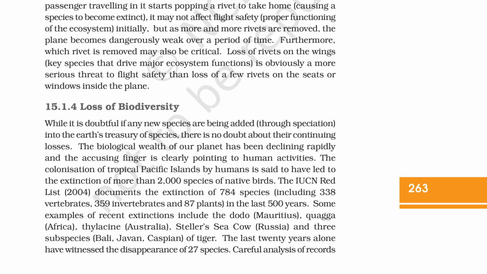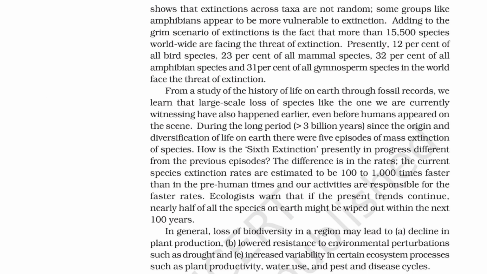Some examples of recent extinctions include the dodo (Mauritius), quagga (Africa), thylacine (Australia), Steller's sea cow (Russia), and three subspecies (Bali, Javan, Caspian) of tiger. The last 20 years alone have witnessed the disappearance of 27 species. Careful analysis of records shows that extinctions across taxa are not random. Some groups like amphibians appear to be more vulnerable to extinction.